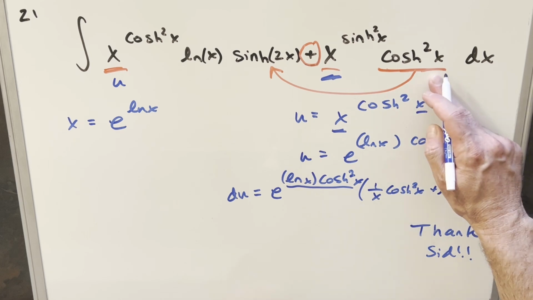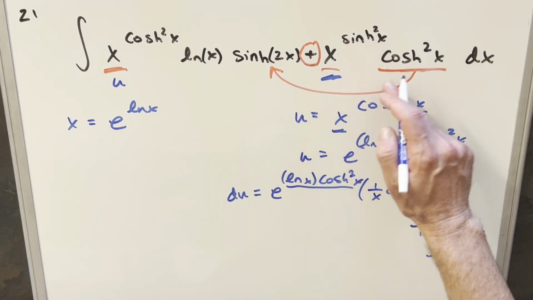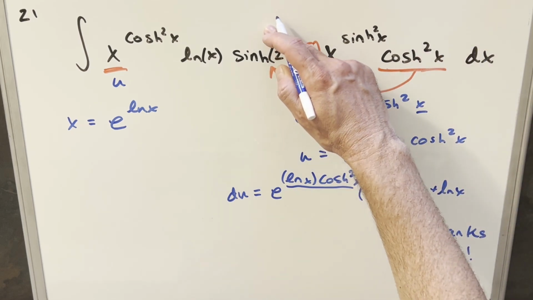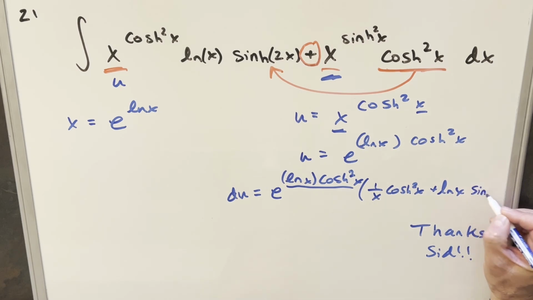I mentioned before the derivative of cos squared x is going to be sinh 2x, because first you use power rule, you get 2 cos x. The derivative of cos is sinh x, so you're going to get back this thing here. So we're going to write this as sinh 2x.